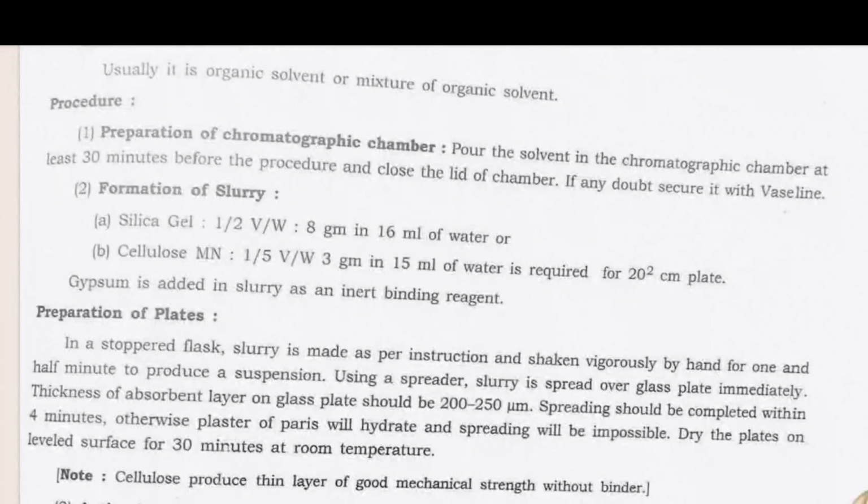Formation of slurry. Silica gel, 1 to 2 volume by weight, 8 gram in 16 ml of water, or cellulose, 1 to 4 volume by weight, 3 gram in 15 ml of water, is required for a 20 by 20 cm plate. Gypsum is added in the slurry as an inert binding reagent.